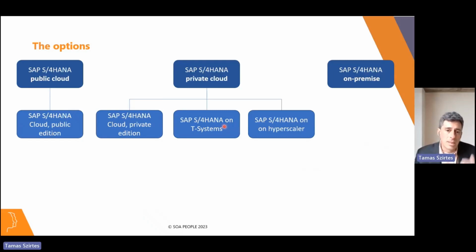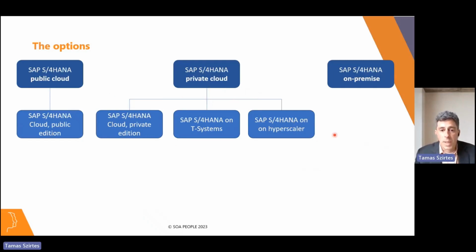Now we work with T-Systems. They are the biggest, so I use that example, but there are also some other smaller players. And then, of course, it's also possible to run it on a hyperscaler. So you pick your favorite hyperscaler from Microsoft, Google, or Amazon. Basically, you install S4HANA there, and then it's considered a private cloud system.